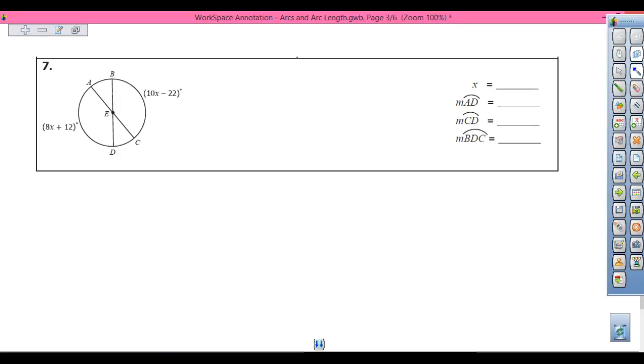All right, so then let's look at number 7. There's another one up front too, bud. When you're finished with that one, there's one up here too.